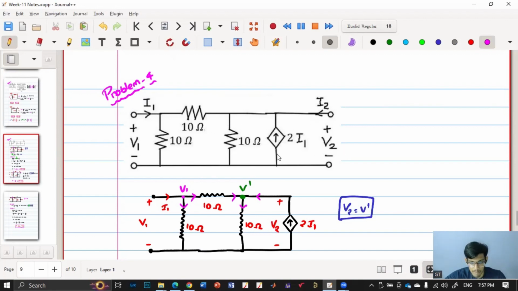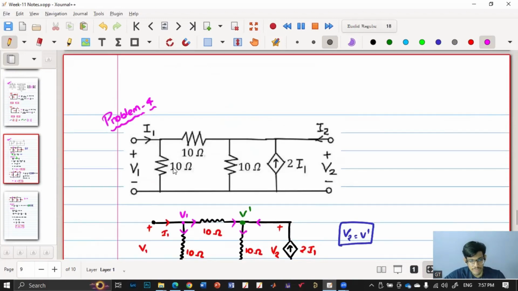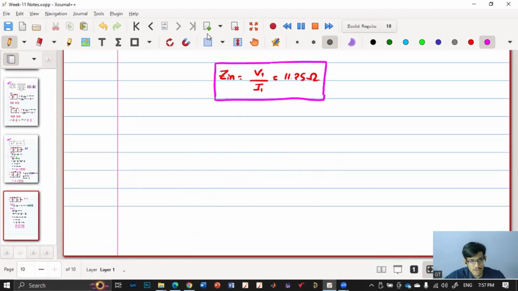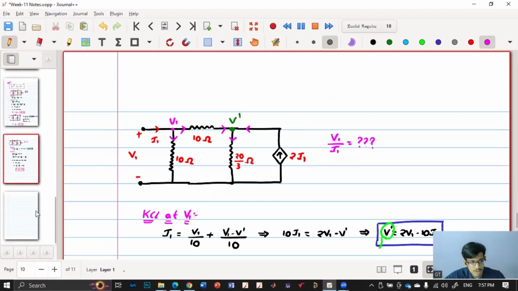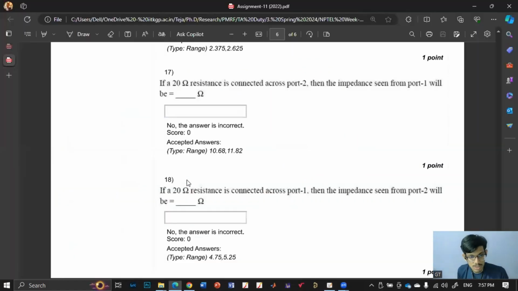No, but there is a dependent source, so we cannot actually do like that. So let us go to voltage. Because there is a dependent source, it is not so straightforward, and we have to consider. So how much 20 ohm resistor is connected?